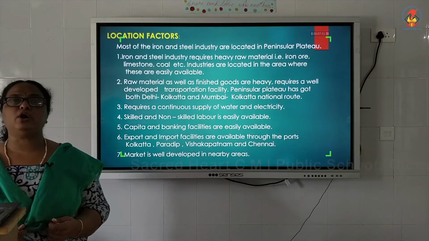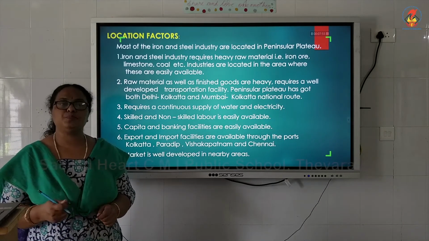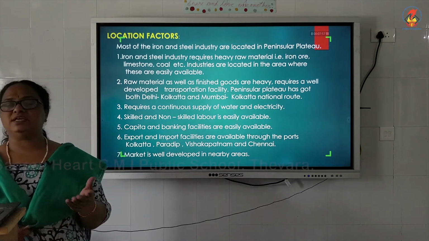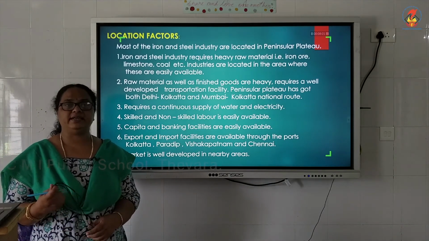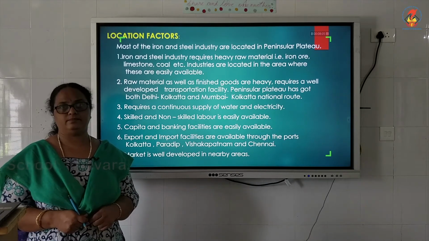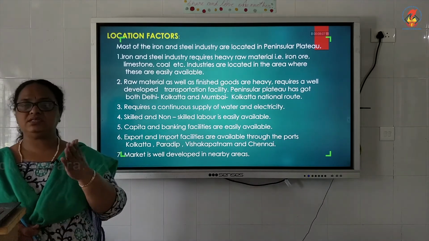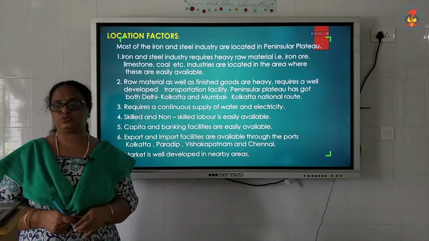These are the important ports in India which help with the export and import of the iron and steel industries' products, which is also available. So that is why these industries are located near these ports.